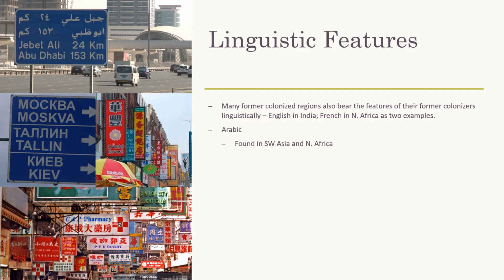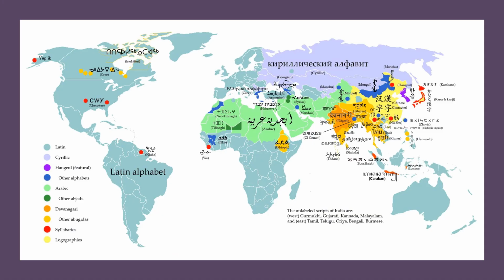So linguistic features in the cultural landscape. Arabic is going to be found in Southwest Asia and North Africa. And we can see that sign up on the top there. Our Roman alphabet, right, the alphabet that we use in the United States, is going to be prevalent in Western Europe and the Americas. The Cyrillic alphabet is going to be in Eastern Europe. Chinese, obviously, is going to be prevalent in China, and Japanese is going to be prevalent in Japan. So we have Chinese over here on the right and Japanese there on the bottom.